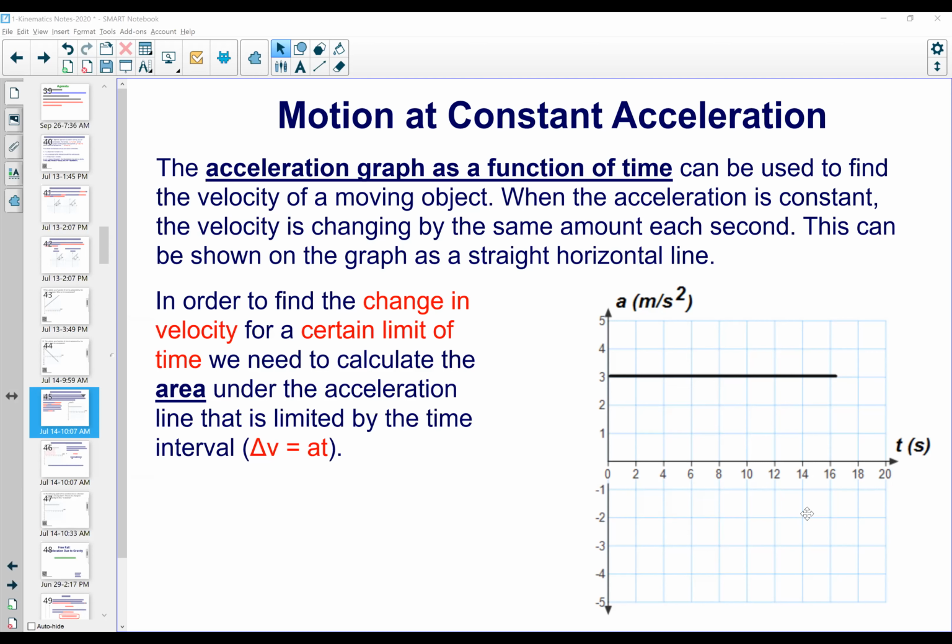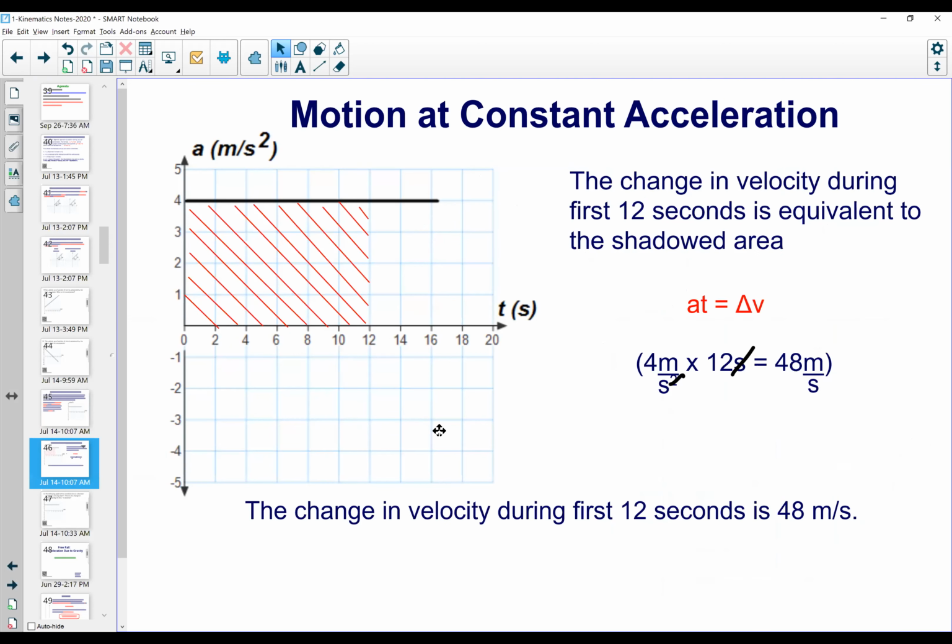If we look at the area under the curve for an acceleration time graph, we're multiplying the y, which is meters per second squared, or the acceleration, by the time, which is seconds. So let's look at that a little bit closer. If we look at this example here, we can see we're choosing to analyze the first 12 seconds. So they've shaded in this box that represents the first 12 seconds of area under the line down to the x-axis.